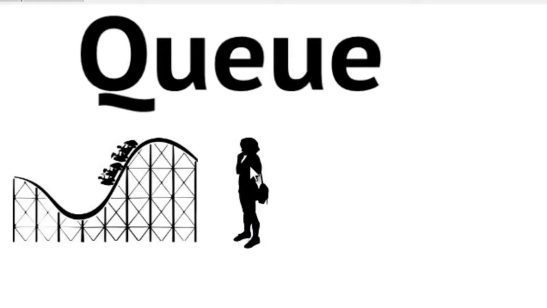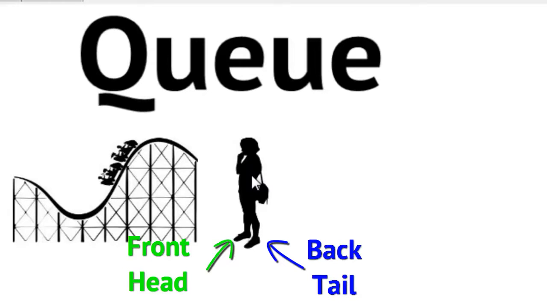So this woman represents what we call the front of the queue or the head of the queue, and since she's the only person in the queue, she also represents the tail or the back of the queue. So our queue now is of size 1, and this lady represents the front of the queue and also the back of the queue.